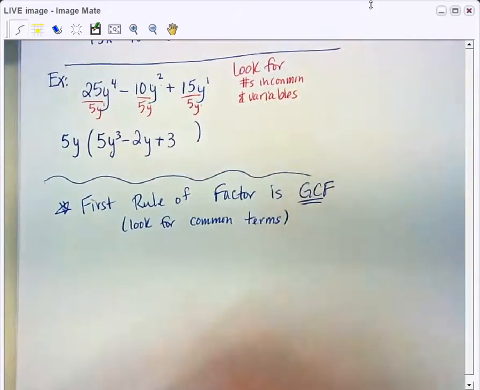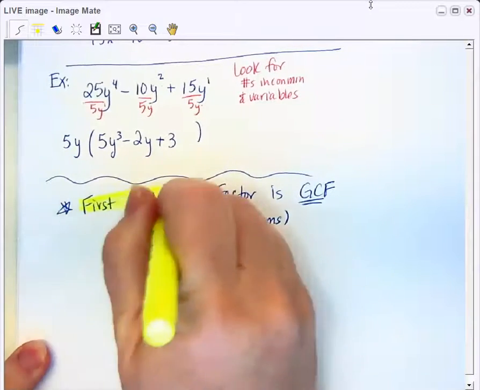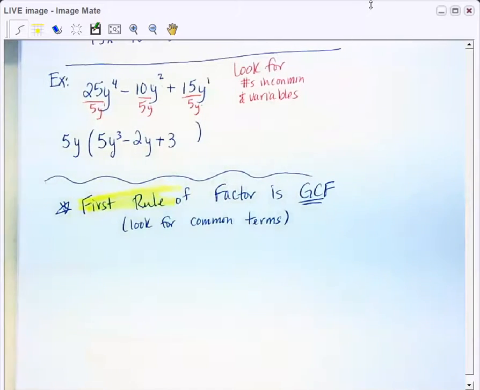And you may see that on a quiz, because I usually beat that to death. Okay, let's try another one.